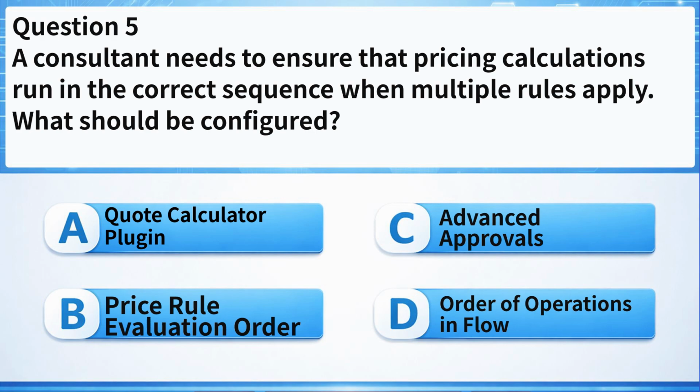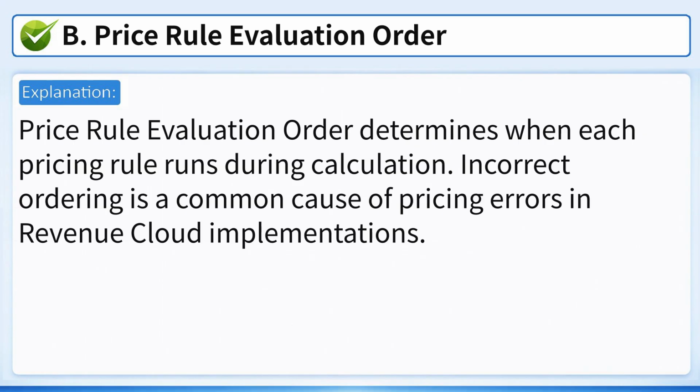Question 5. A consultant needs to ensure that pricing calculations run in the correct sequence when multiple rules apply. What should be configured? A. Quote calculator plugin. B. Price rule evaluation order. C. Advanced approvals. D. Order of operations and flow. Correct answer: B. Price rule evaluation order.